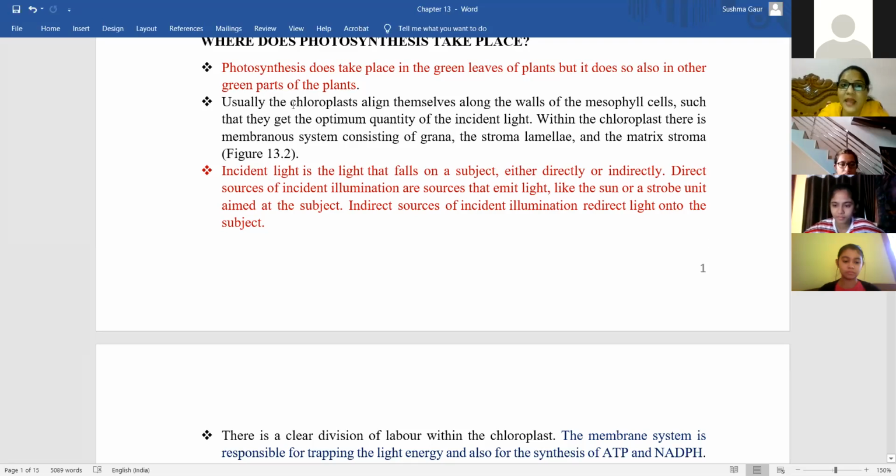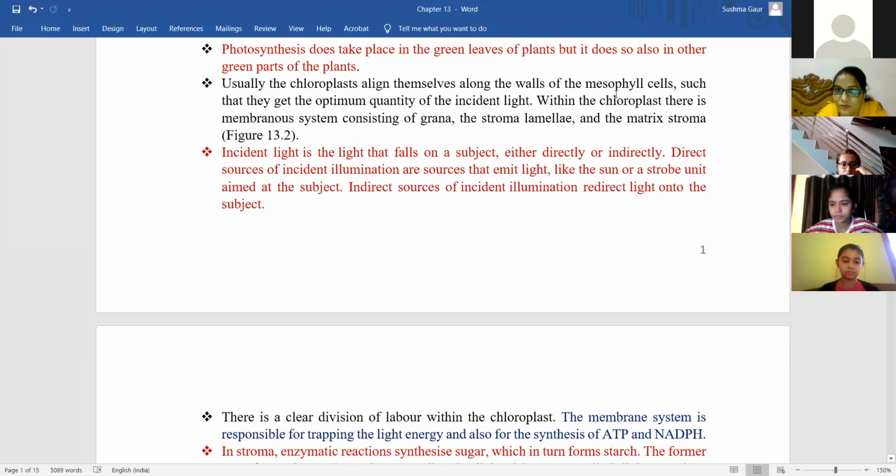Generally the chloroplasts align themselves along the walls of mesophyll cells. I told you that the leaf consists of mesophyll cells, palisade cells, upper epidermis, lower epidermis. Do you remember the anatomical structure of the leaf? I told you in one chapter. I don't remember the name of the chapter, but I have told you the anatomy of the leaf. In that, I have taught you the mesophyll cells.